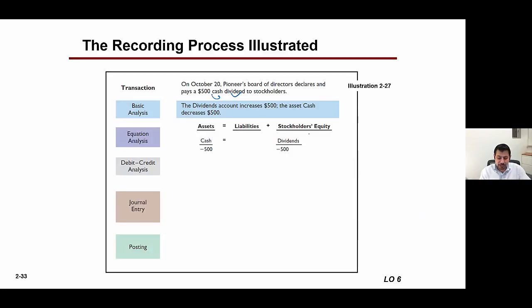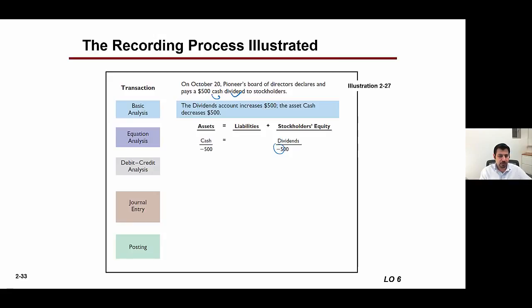Now, as you can see here, dividends have increased, but this minus here reflects the negative effect of the increase in dividends on stockholders' equity. As you remember, when there's an increase in dividends, stockholders' equity will decrease. Now, cash is an asset. Cash has decreased. Credits decrease cash, so we know that we will credit cash. Debits increase dividends, so we debit.